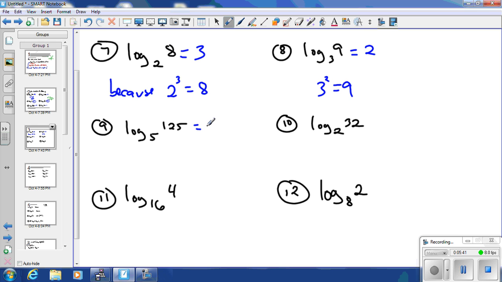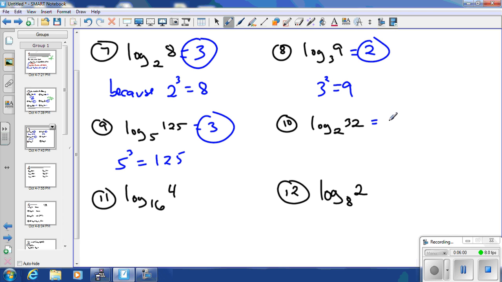This one's also going to be 3 here. Let me circle our answers so it doesn't get too busy. This is 3 because 5 to the third power, 5 times 5 is 25, times 5 is 125. The more familiar you get with the numbers, the quicker you'll be at getting these.